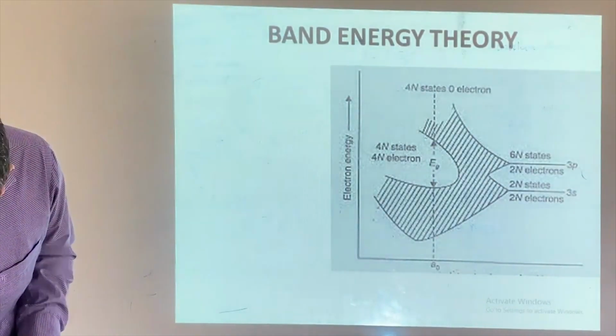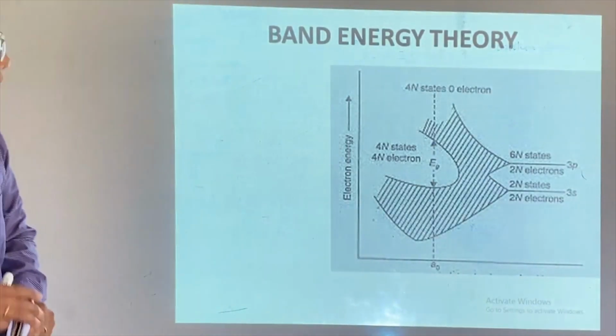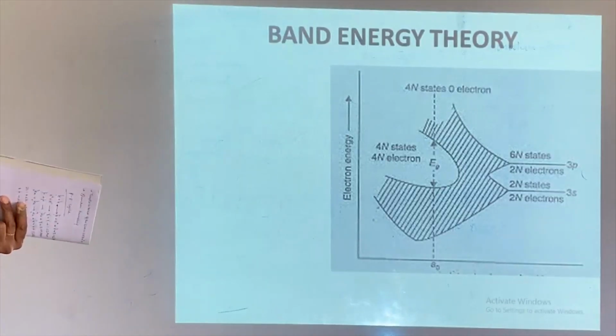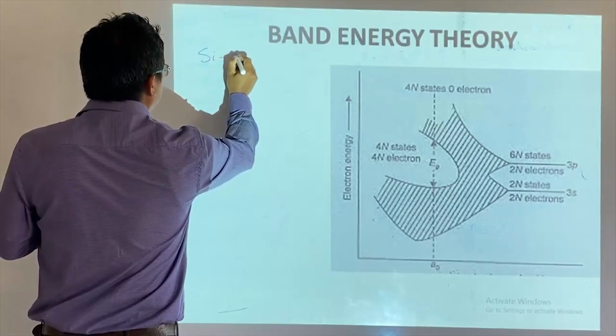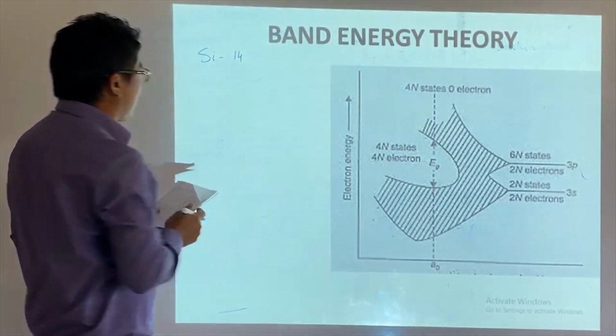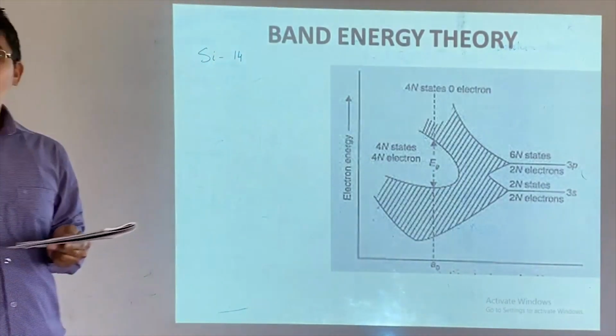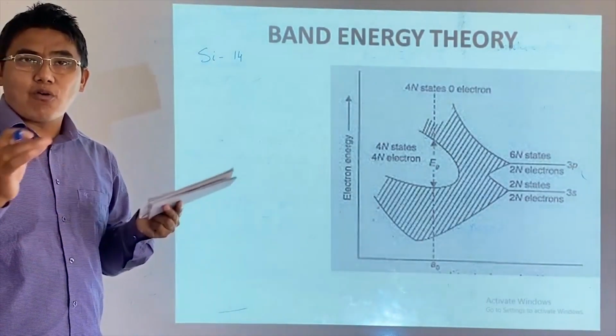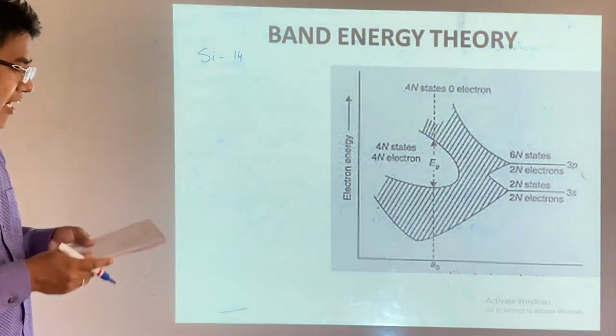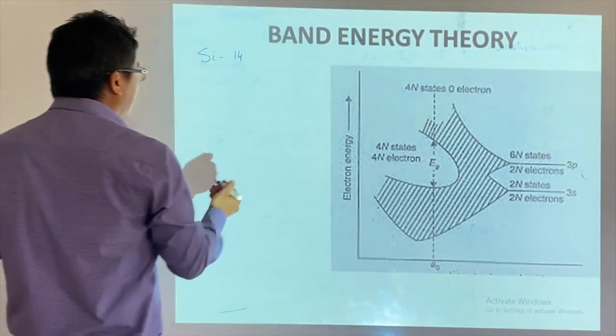Let's talk about silicon. Silicon has 14 electrons. So we have a configuration, that is the arrangement of electrons around the nucleus. The arrangement of electrons is what we go through now.